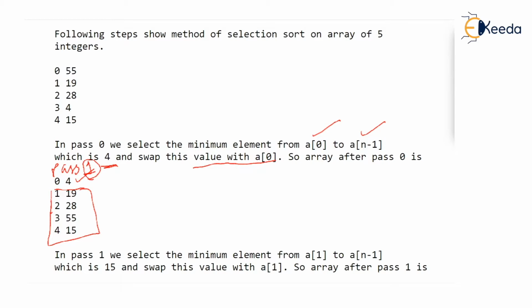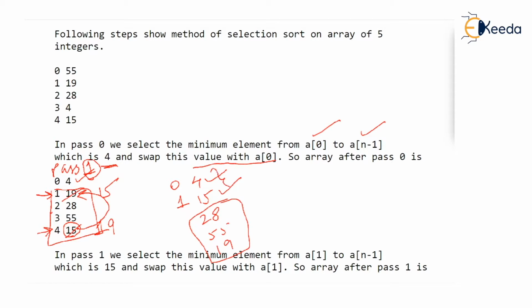In pass 1, we will select minimum from first place up to n minus 1th place. Whoever is minimum, we will select, and the minimum here is 15. After selecting minimum, we will send this minimum at place 1 because we are in pass 1. So 19 here becomes 15 and 15 which was minimum becomes 19. So array after pass 1 becomes 4, 15. This is safe now. We will never disturb this. And the rest of the array now has 28, 55, and 19. These elements need to be sorted because first two elements are safe. These are the two smallest elements of the array.